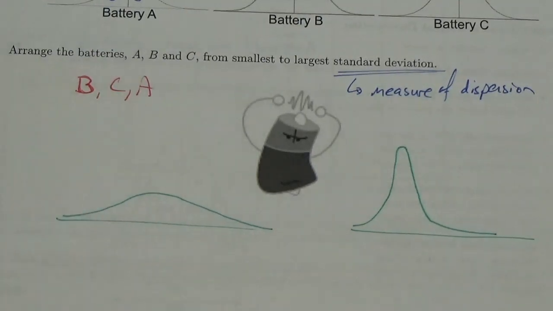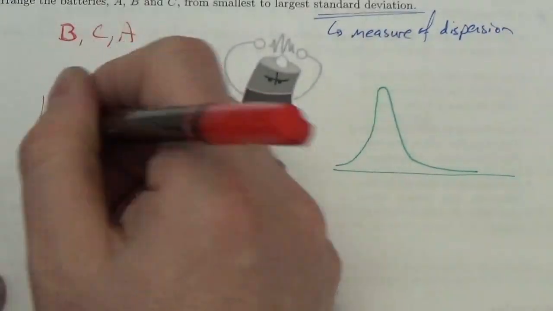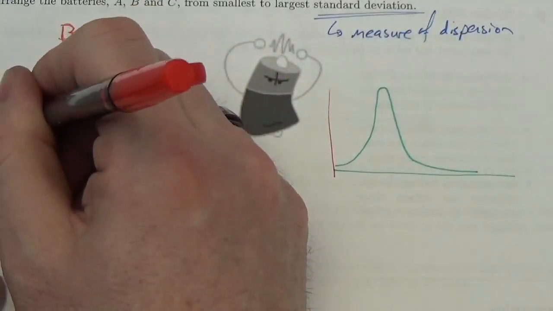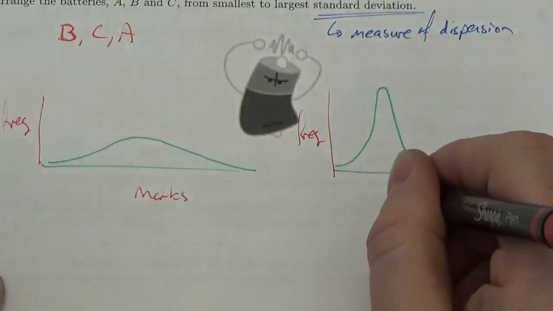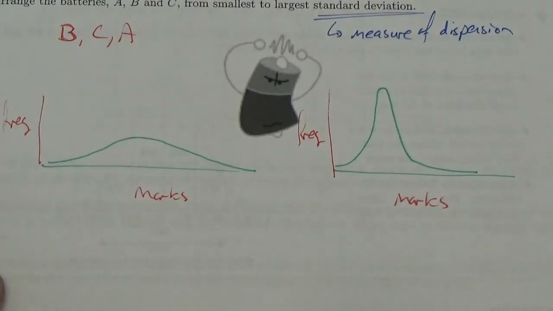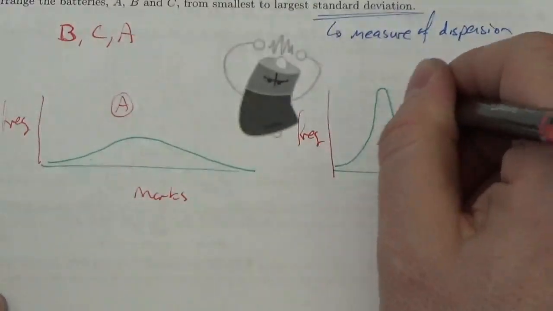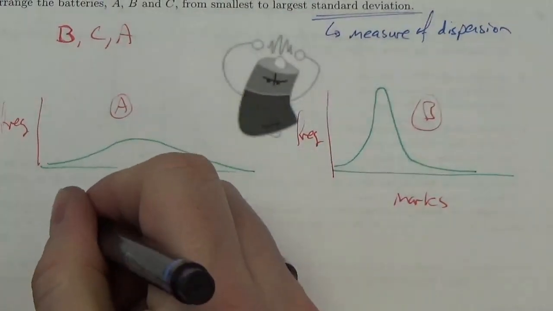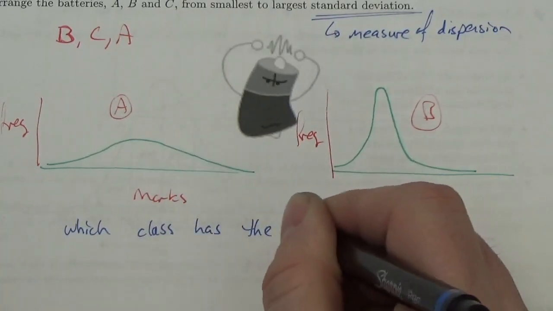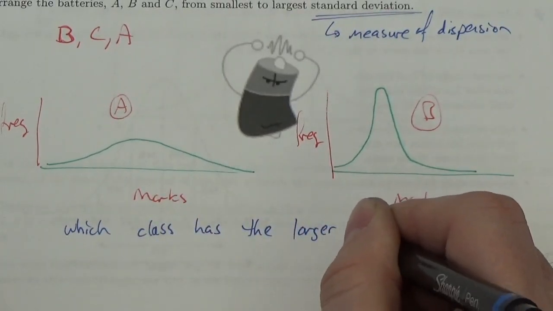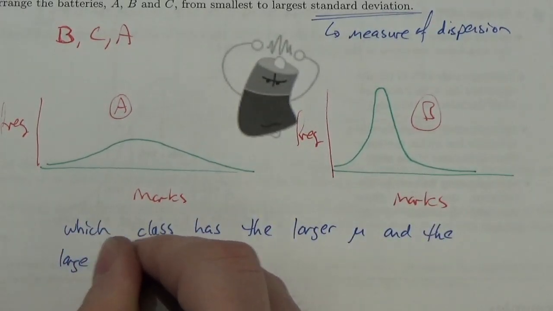Now, let me throw a question out for you right now. Let's say that this is going to be your frequency, and let's say down here are your marks, the marks in a student's class. So the question is, which class, A or B, has the larger mean and the larger standard deviation?